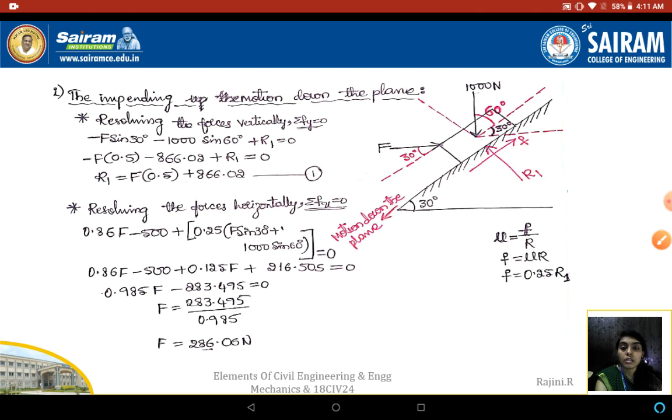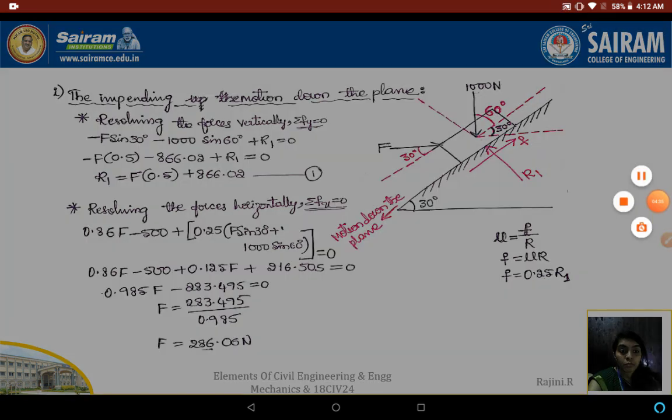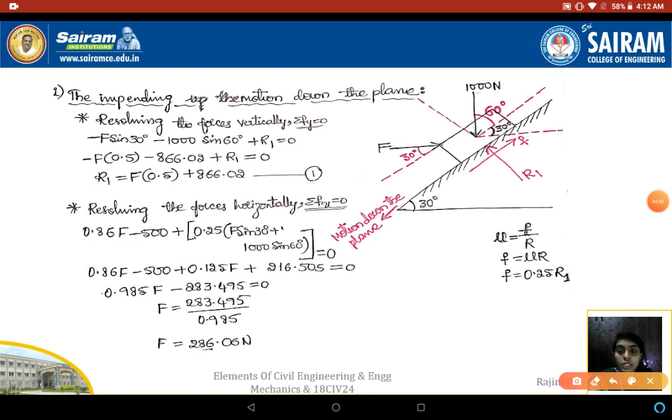Okay, the impending motion down the plane. First, resolving the forces vertically, that is summation of Fy is equal to 0. We take all the vertical forces one by one. Here F is there, and F vertical will be coming downwards, so that is minus F sine 30 degrees. Next, minus 1000 sine 60 degrees. Next, plus R1 going upwards. These are the vertical forces we have here.